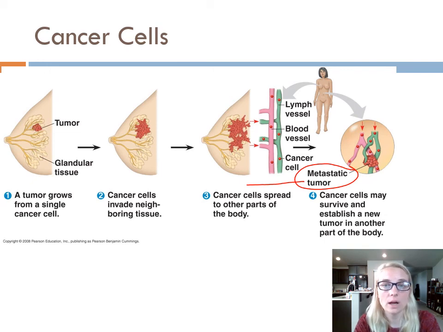and goes to the lungs or the brain or the bones or the liver or the stomach or the large intestine or wherever. It pops out of those freeways, the blood or the lymph, and starts growing as breast tissue in the liver, in the lungs, in the bone, in the colon, wherever it happens to be. So now you have multiple tumors that kind of broke off from that primary tumor that was in the breast.